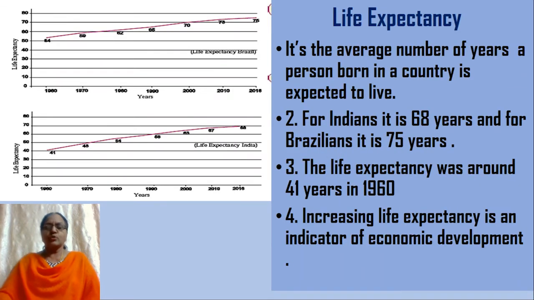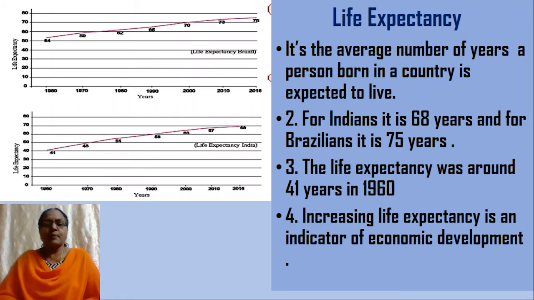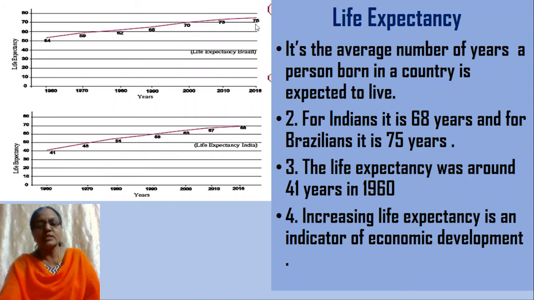Now, we move over to the next topic, that is life expectancy. What is life expectancy? Life expectancy is the average number of years a person born in a country is expected to live. Let us look at the line graph of Brazil and India to understand this. In 1960, if you look at this, there has been a steady increase right from 1960 up to 2010, when life expectancy of Brazil was 75.